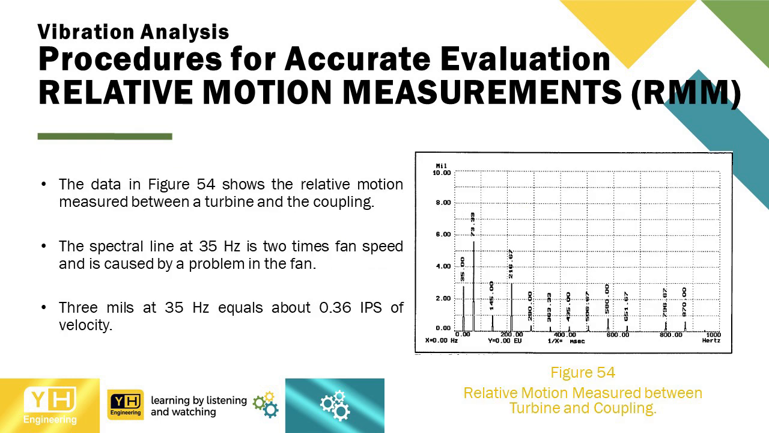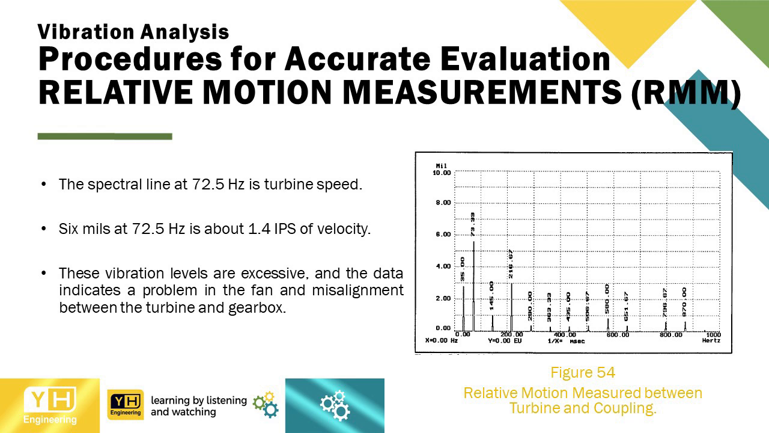The data in Figure 54 shows the relative motion measured between a turbine and the coupling. The spectral line at 35 Hz is 2 times fan speed and is caused by a problem in the fan. 3 mils at 35 Hz equals about 0.36 inch per second of velocity. The spectral line at 72.5 Hz is turbine speed. 6 mils at 72.5 Hz is about 1.4 inch per second of velocity.